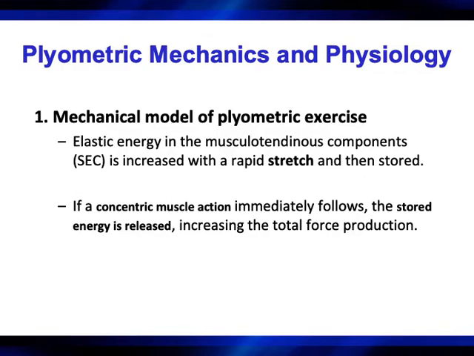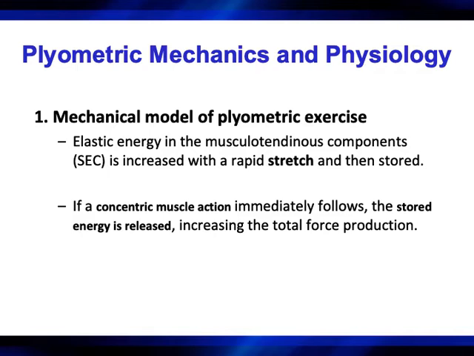Let's now discuss the first model proposed to account for plyometric mechanics and physiology. This is known as the mechanical model of plyometric exercise, where elastic energy in the musculotendinous components, also known as the series elastic components or SEC, is increased with a rapid stretch or eccentric load, and then that energy is stored within the muscle. And if a concentric muscle action immediately follows, the stored energy is released, which allows for an increase in the total force production. So in this model, the mechanical model, the pre-stretch is really important.